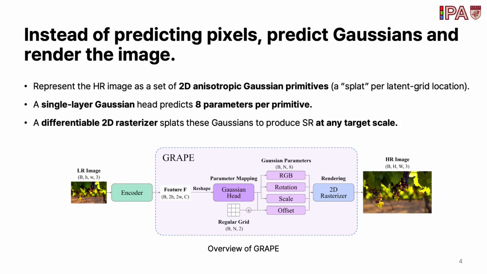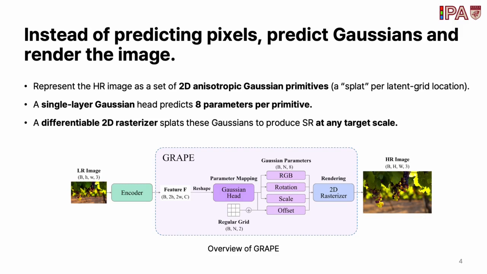Here's the core idea of GRAPE. Most SR methods ultimately try to predict pixels. GRAPE instead predicts a compact set of 2D Gaussian primitives and then renders the final image. Concretely, it passes the LR image through an encoder and forms a latent grid that corresponds to 4 times as many positions. So we get n equals 4 small hw Gaussian splats.